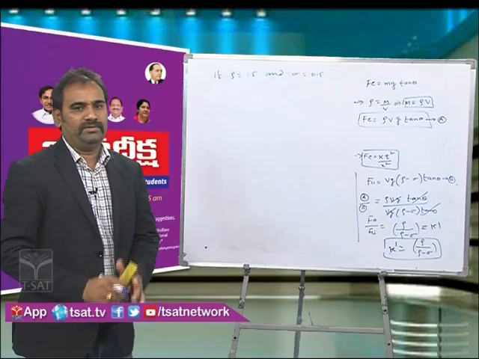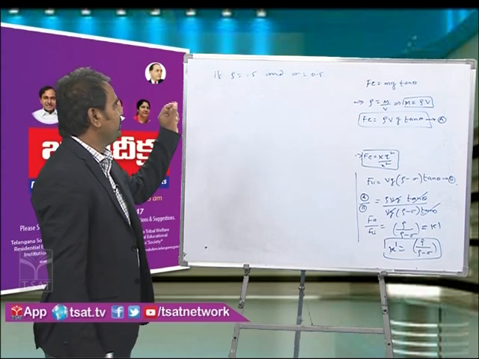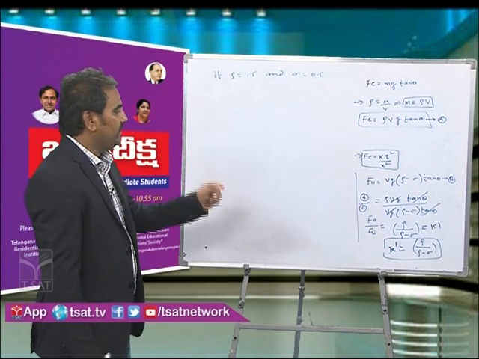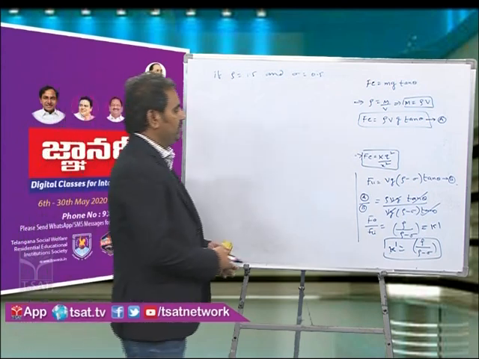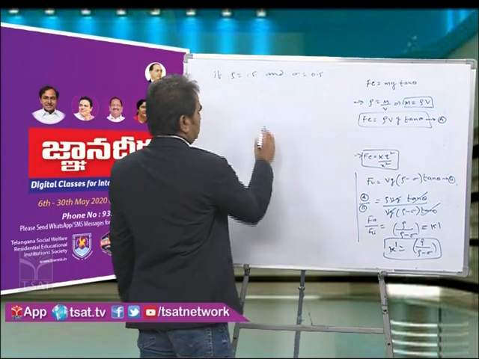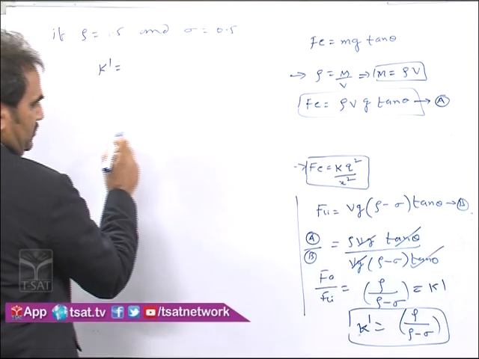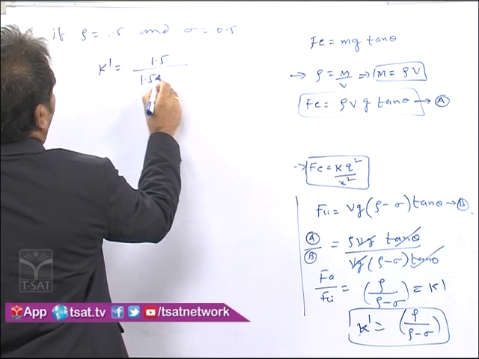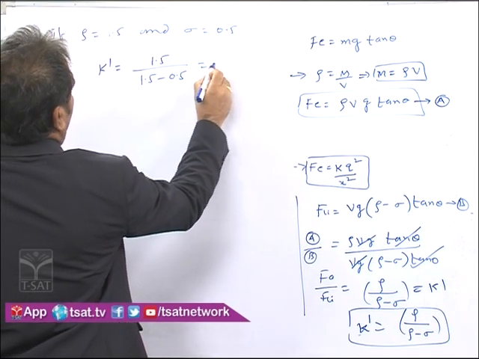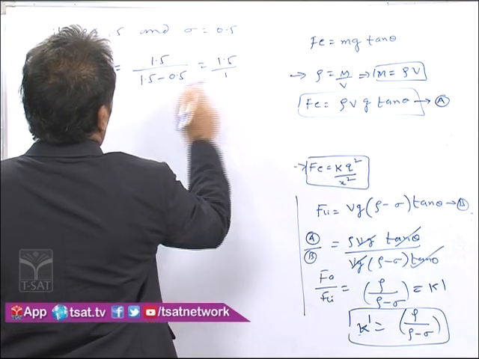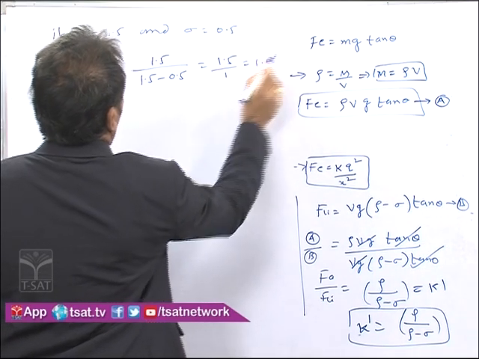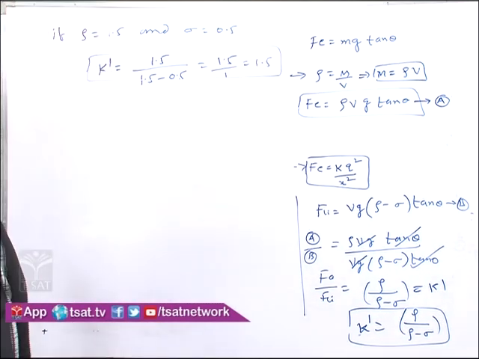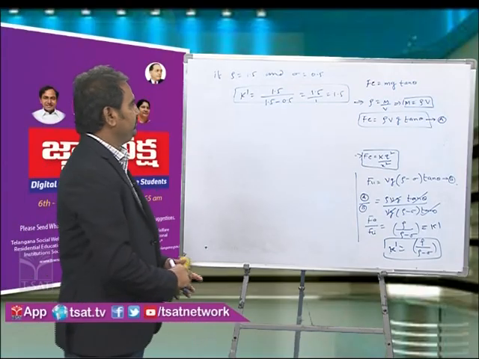In the previous problem, if rho is given as 1.5 and sigma is equal to 0.5, then calculate the dielectric constant of the liquid. So directly substitute in this equation. Therefore, K dash is equal to rho upon rho minus sigma, that is 1.5 upon 1.5 minus 0.5, which is equal to 1.5 upon 1, that is 1.5. The dielectric constant of the liquid is K dash is equal to 1.5.